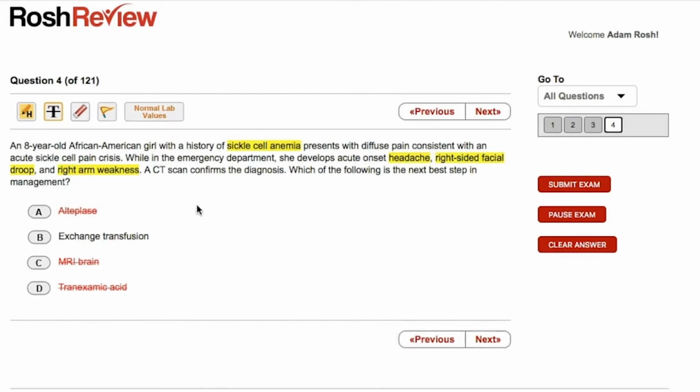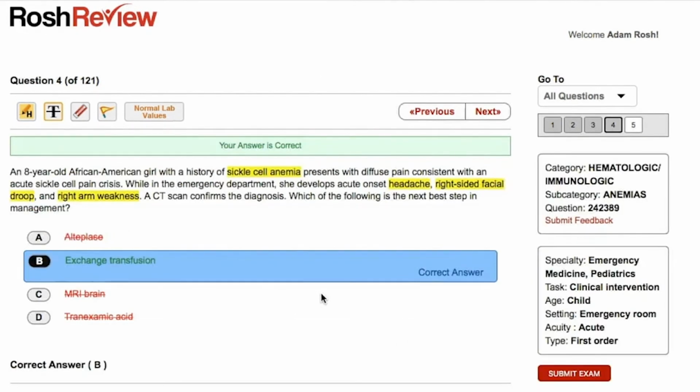And that leaves us with exchange transfusion. That is the recommended management for acute, non-hemorrhagic stroke in sickle cell disease patients. And along with exchange transfusion, red blood cell transfusion is also very important in these cases to reduce the level of HbSS, the sickle cell red blood cell. So let's try B and see what we get here. Sure enough, answer choice B, exchange transfusion, is the answer here.